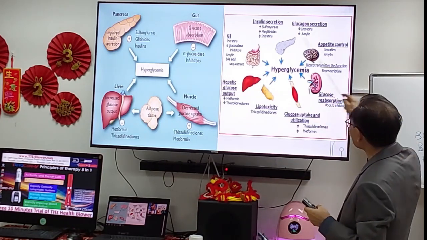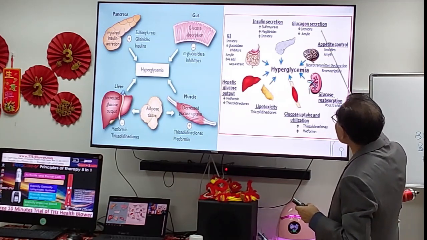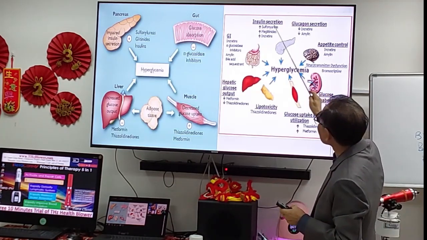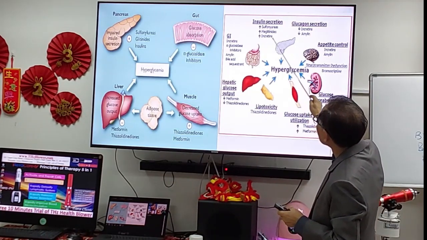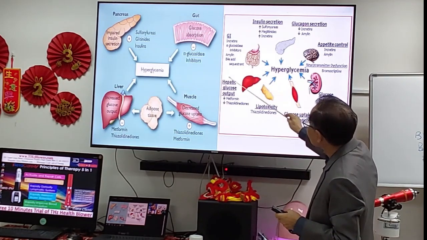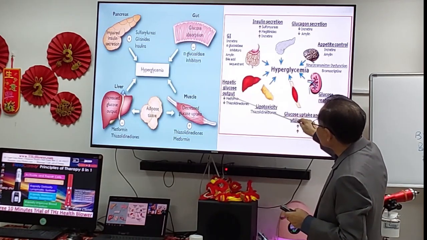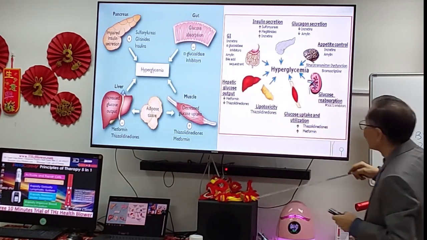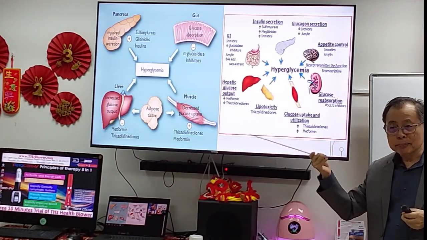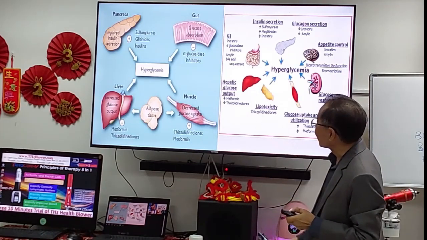But again, see all the different types, with different sites of action. This inhibits glucagon secretion, insulin secretion, GI, your gut, your liver output, and so forth. So, depending on where your problem is that contributes to your diabetes, there are a lot of medications available.